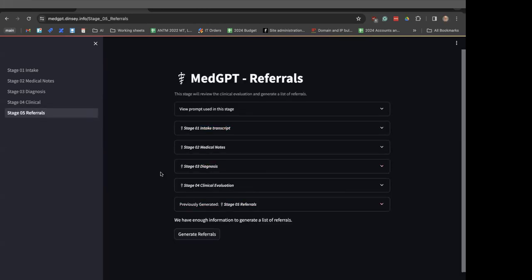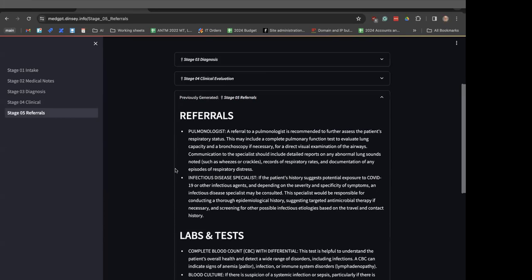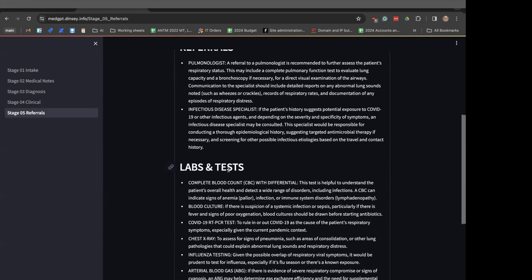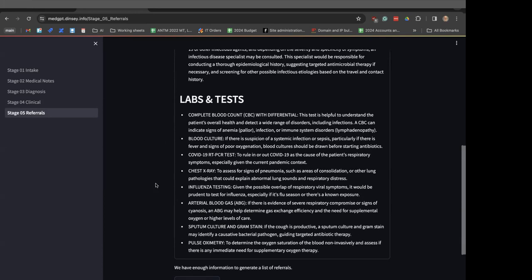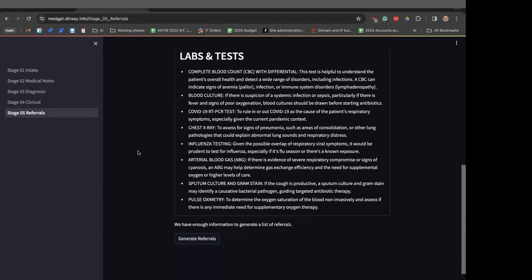The final thing is the referral. So effectively it says I should go and see a pulmonologist and infectious disease specialist maybe, and some tests that could be done as well. So there's the COVID test as well. So hopefully you can see the power of this stuff. Hopefully that was certainly interesting for you guys to listen to.